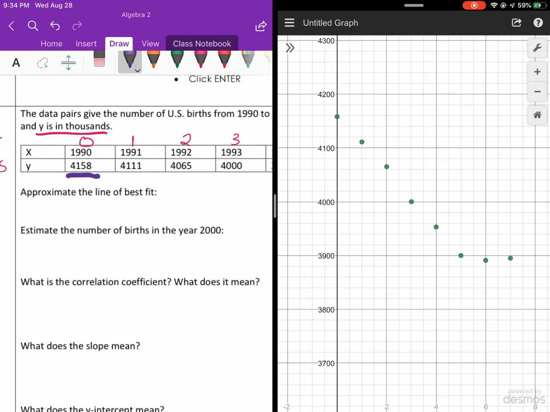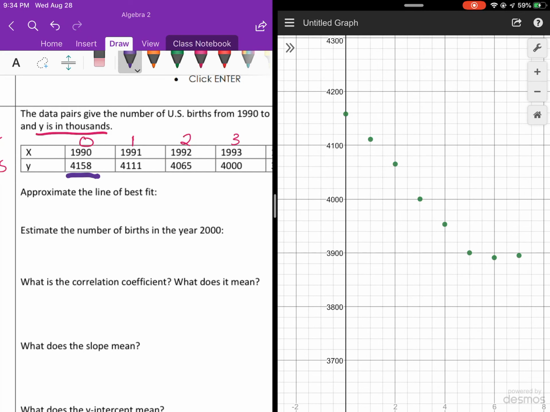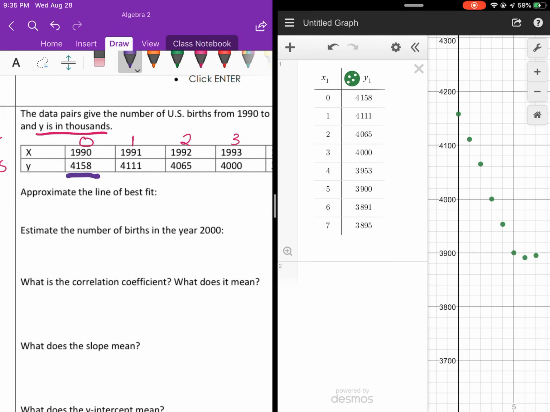So now you can see my scatter plot. Based on my picture, I have negative correlation here. The number of births is going down. So as the years increase, as X is increasing, the number of births, the Y, is going down. So it's negative correlation. Now I want to find my line of best fit.